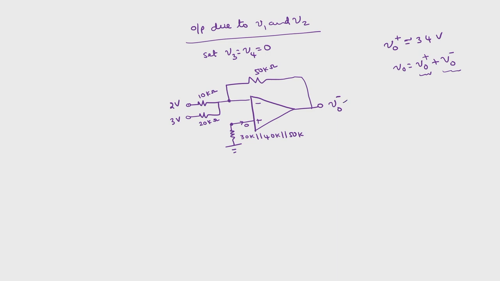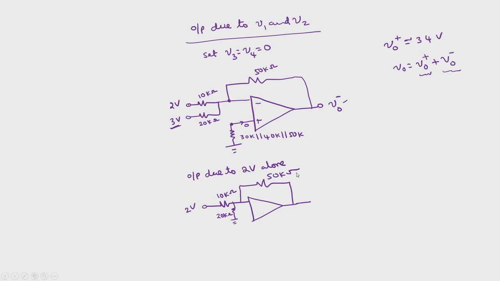So I have to find out now V0 minus. If I short these 3 volts, then what will be the equivalent circuit? Output due to 2 volts alone. This is 2 volts, this is 10K. This 20K will be grounded, because this 3 volts will be 0. This is 10K, this is 2 volts, this is 50 kilo ohms, and at the positive terminal this will be the parallel combination of 30K, 40K, 50K. Let us call this one V01 minus.